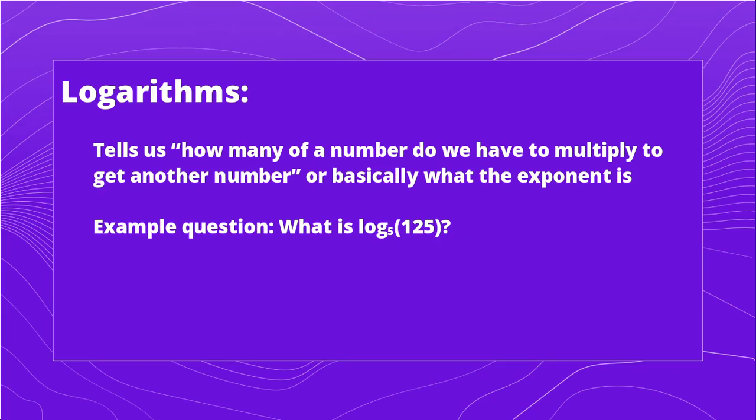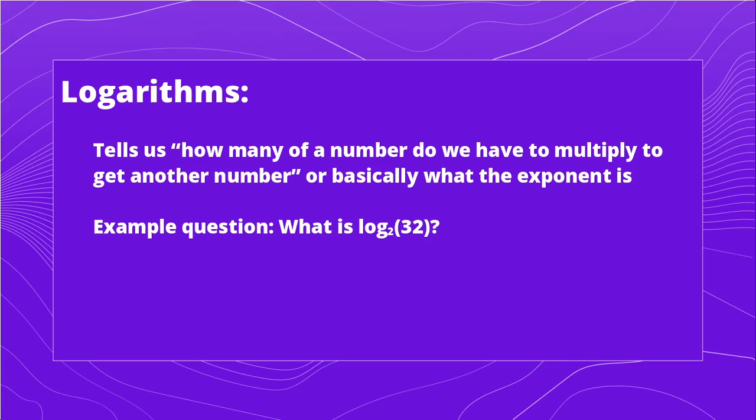Let us see two example questions to practice what we learned. Firstly, what is the log of 125 with the base of 5? Meaning how many times do we have to multiply 5 to get 125? So, if we multiply 5 three times, then we get the value 125, since 5 into 5 equals 25 and 25 into 5 equals 125. So, we will write this as the log of 125 with the base of 5, which equals 3.